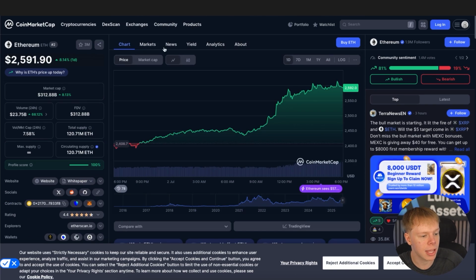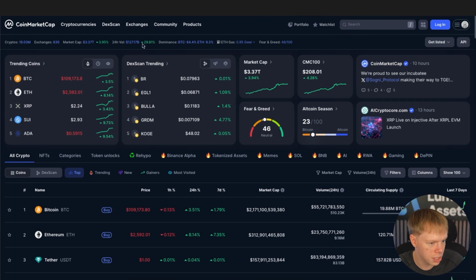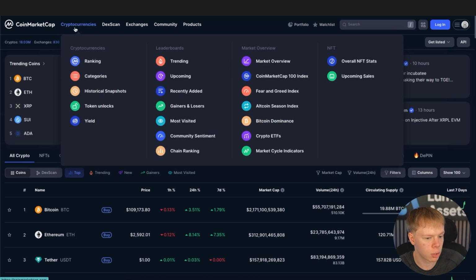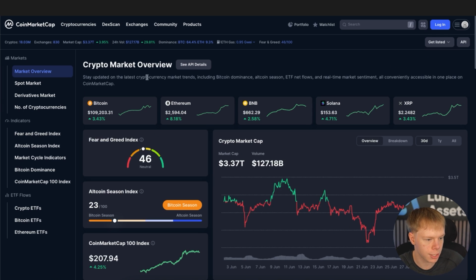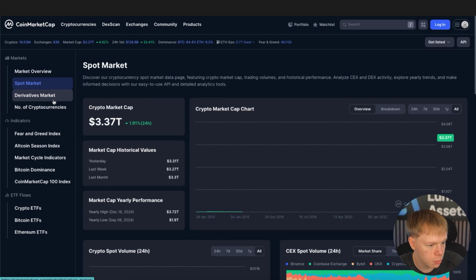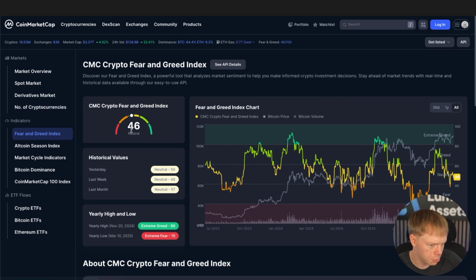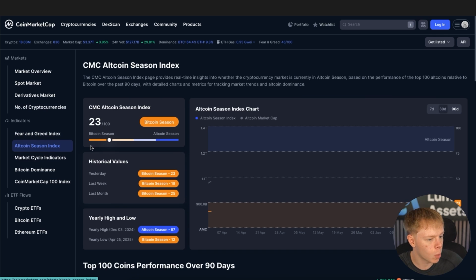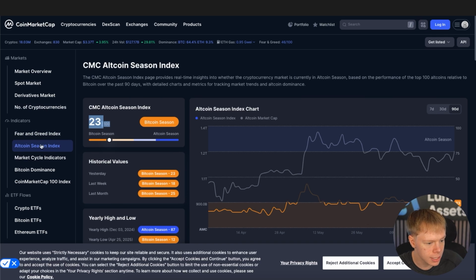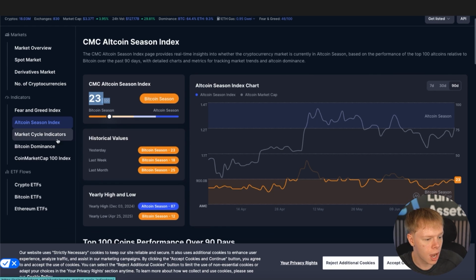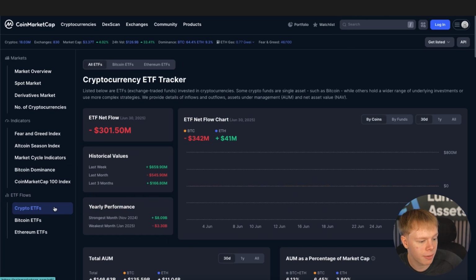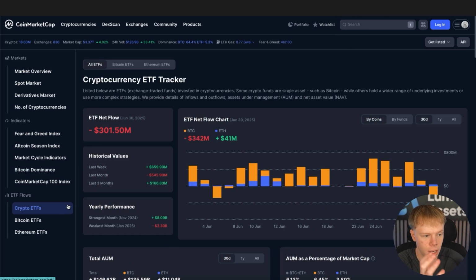Now, on top of that, I like to use CoinMarketCap to gauge overall sentiment. So when I take a look over here at cryptocurrencies, they have this market overview section where we could look at the spot market, we could look at the derivatives market, how many cryptocurrencies are popping up on a daily basis, and the fear and greed index of the overall market. So we're currently at roughly 46, and this also shows where we're at in the altcoin season. If we're going to be seeing an altcoin season anytime soon, it's all going to be shown over here. Bitcoin dominance, crypto ETFs, all of that stuff is shown directly on CoinMarketCap.